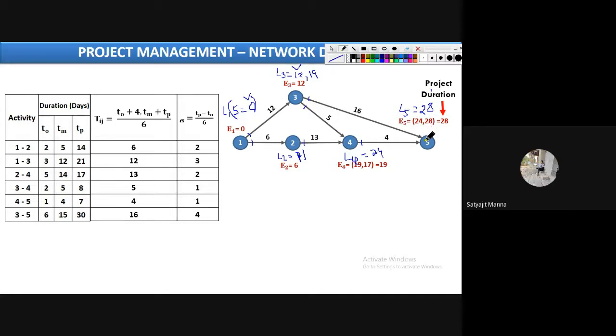19 plus 4, okay, this will be 23. But still your correct answer will be 28 only. Why? Because this is the maximum. So like this we will calculate.